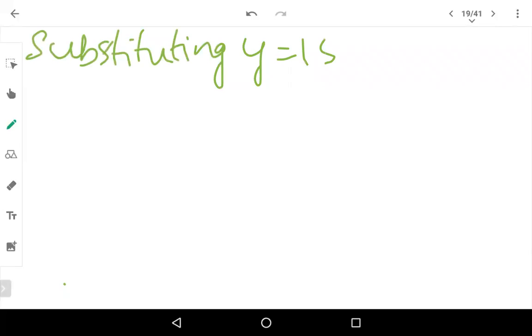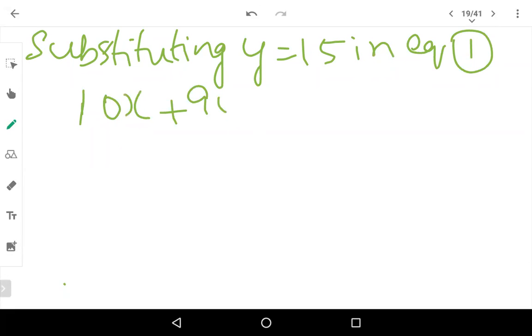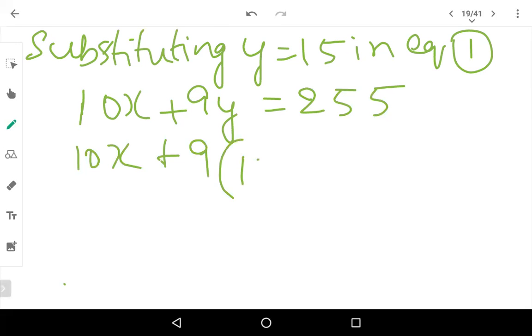Okay, now let us substitute that value. Substituting y is equal to 15 in equation 1. So what is equation 1? 10x plus 9y is equal to 255. Okay, so 10x plus 9 into 15 is equal to 255.